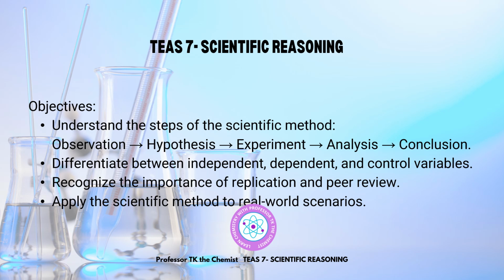So here are your objectives. We're going to understand the steps of the scientific method, which starts off with observations, form a hypothesis, experiment, analyze, and then conclude. You're also going to differentiate between independent, dependent, and control variables, and you'll be able to recognize the importance of application and peer review, and you'll also be able to apply the scientific method to real-world scenarios.